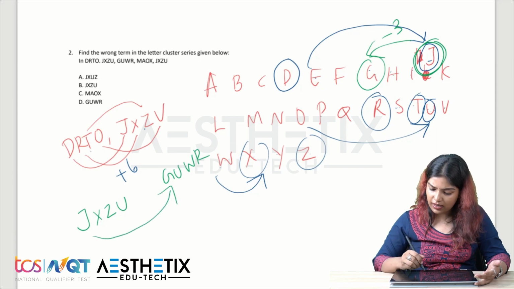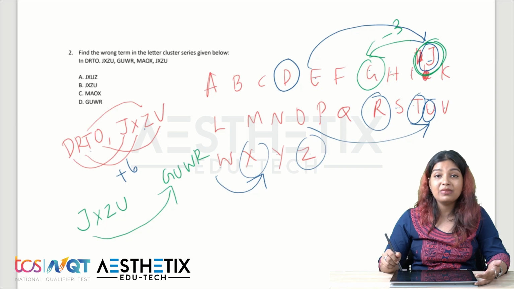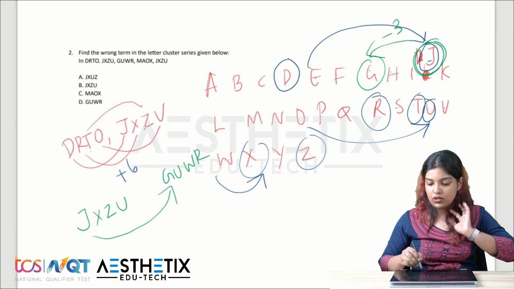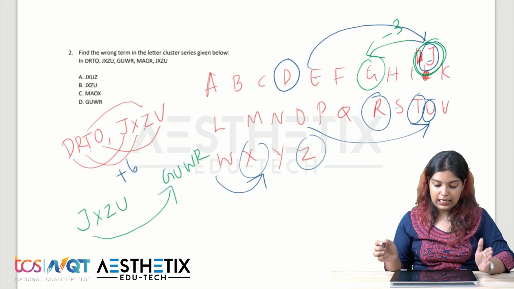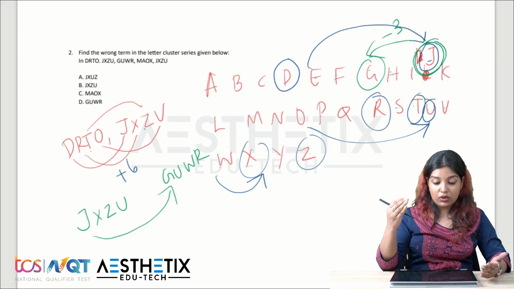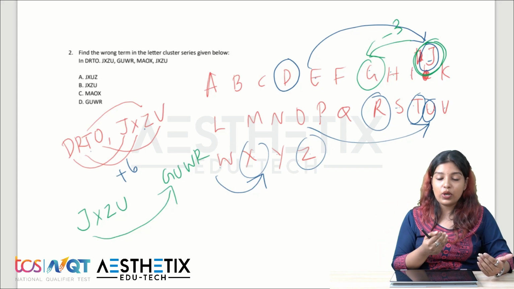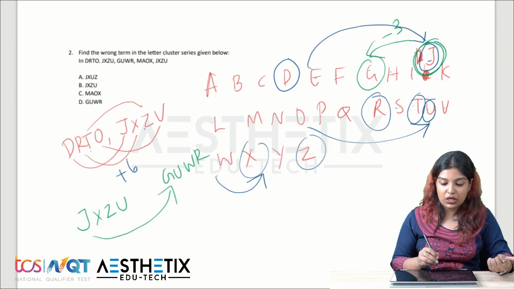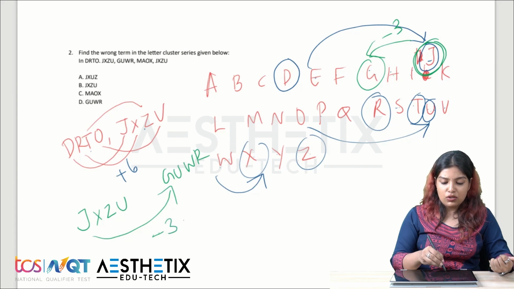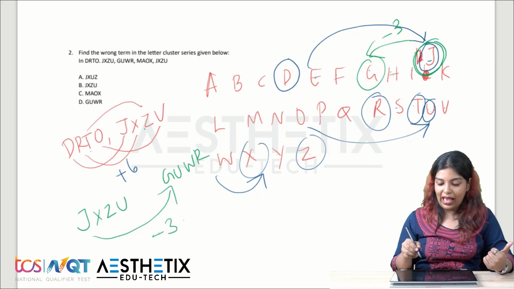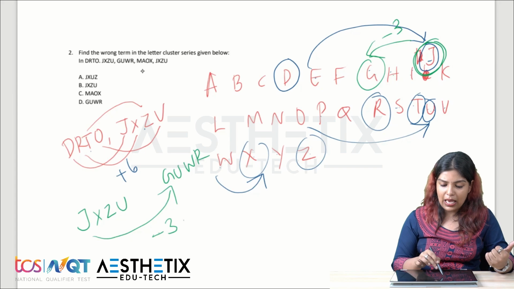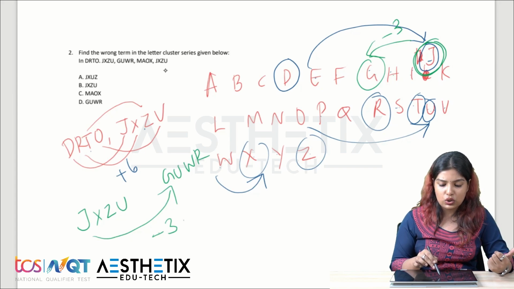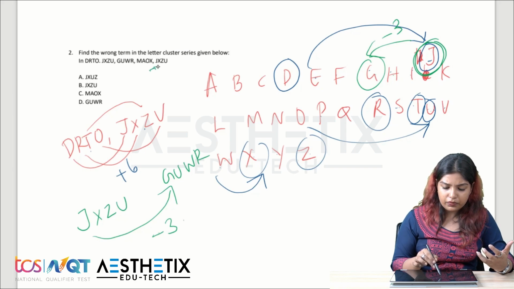X and U, similarly, I can see a similar sort of relationship. That is, it is 3 letters behind. U is 3 letters behind X. Similarly, Z is 3 letters behind W, and U is also 3 letters behind R. So here I can establish a relationship, that is, minus 3. So far I can see the pattern is like this only, and similarly between MAOX and JXZU I can see a similar pattern, that is plus minus 3. Okay, the pattern is minus 3.